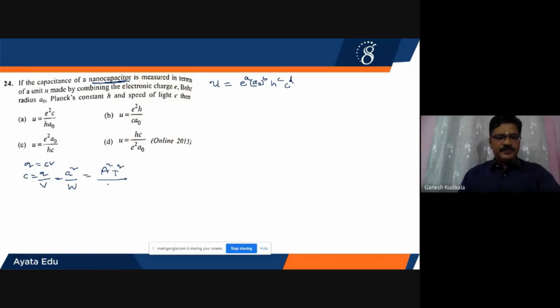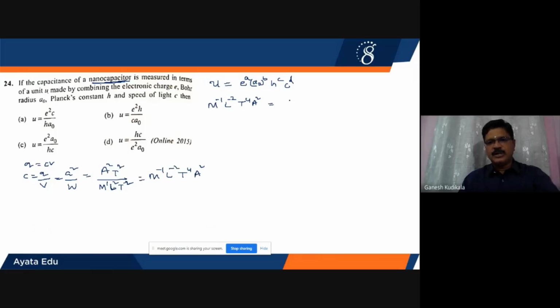Work and energy are the same. So therefore here I can write M1 L2 T power minus 2. On simplifying, M to the power of minus 1, L to the power of minus 2, T to the power of 4, and A to the power of 2 we are going to get. So therefore, left hand side dimensional formula will be M to the power of minus 1, L to the power of minus 2, T to the power of 4, A square. This value must be equal to E, the charge. Charge is current into time. Therefore, AT whole to the power of A.